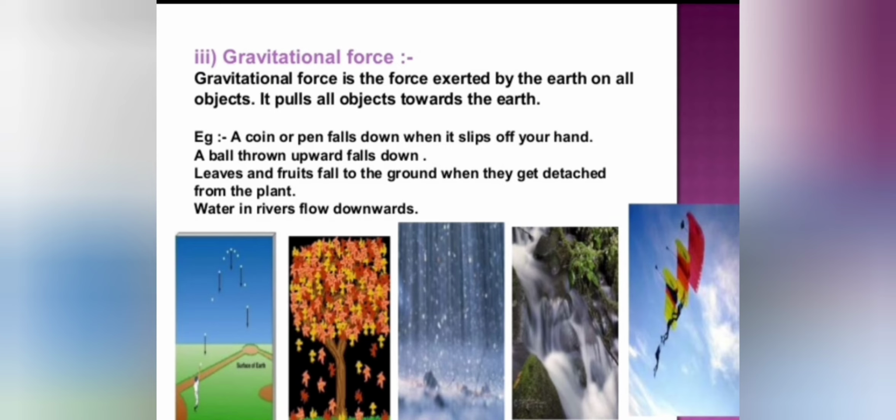Gravitational force is also a non-contact force. A gravitational force is the force exerted by the earth on all objects. It pulls all objects towards the earth. For example, a coin or pen falls down when it slips off your hand. A ball thrown upwards always falls down. Leaves and fruits fall to the ground when they get detached from the plant. And water in rivers always flows downwards.